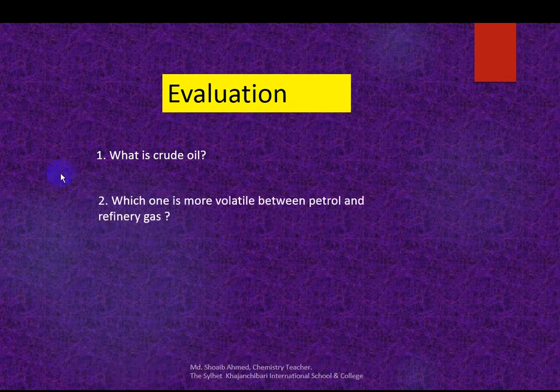Next, which one is more volatile between petrol and refinery gas? First, which one has smaller molecules, petrol or refinery gas? Refinery gas is smaller than petrol, so refinery gas is more volatile than petrol.